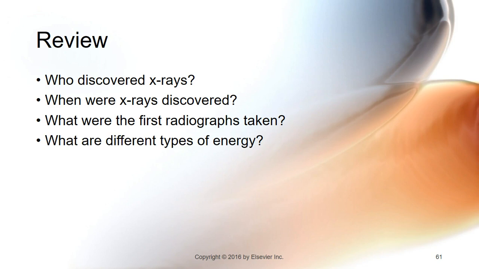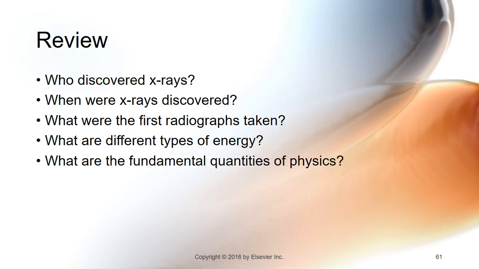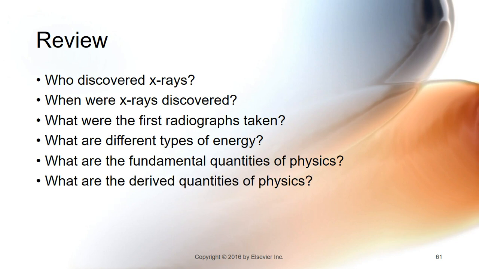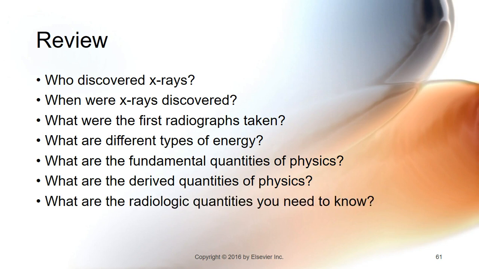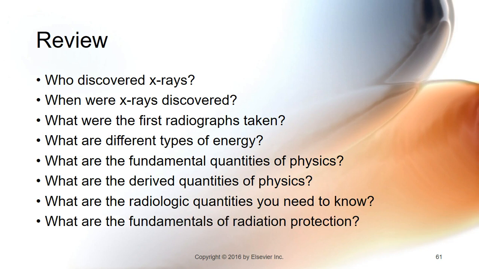Then what are the different types of energy? What are the fundamental quantities of physics? Why are they important? To find the derived quantities and what they are, and then how those are used for the radiologic quantities, because that's what we do here. And then what are the fundamentals of radiation protection? It seems like a lot in this chapter. It is a lot, but a lot of it is more information to get us started.